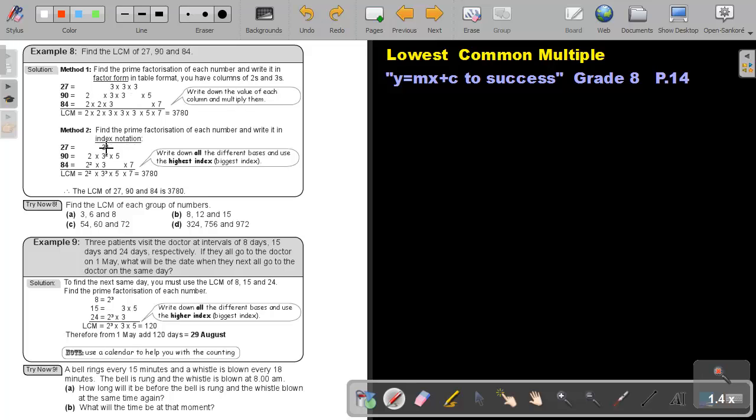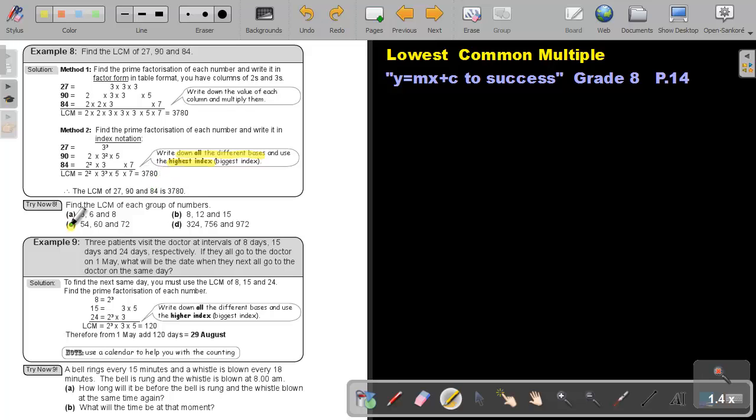Now write that in index notation. 3 to the power 3, and then 2 times 3 to the power 2 times 5, and then 2 to the power 2 times 3 times 7. Now, don't forget, write down all the different bases. So there's 2s, 3s, 5s, as well as 7s, and write down the highest index. There's a 2 and a 1, I write the biggest. There's 3, 2, 1, I write the biggest. And 5 and 7. And I just multiply it out, and I get 3780.